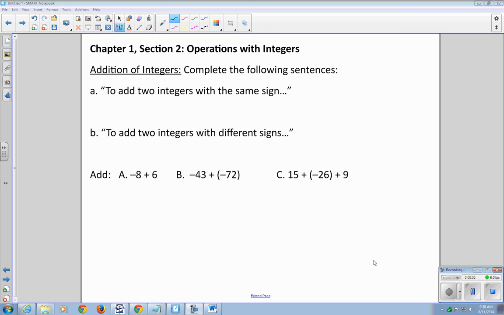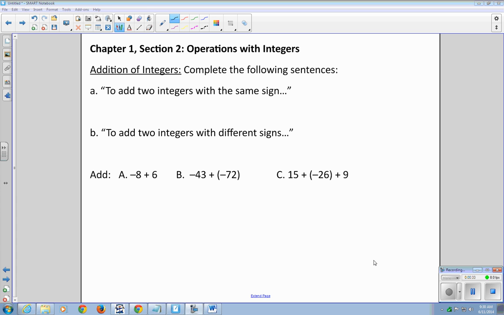Hello, this is Chapter 1, Section 2, Operations with Integers is the title. What do we mean by operations? Operations in algebra typically mean that we're talking about things like addition, subtraction, multiplication, and division. There are other operations, powers and square roots, for example, but for our case, we're going to stick with some of the most basic ones, addition, subtraction, multiplication, and division. And we'll start with addition of integers.